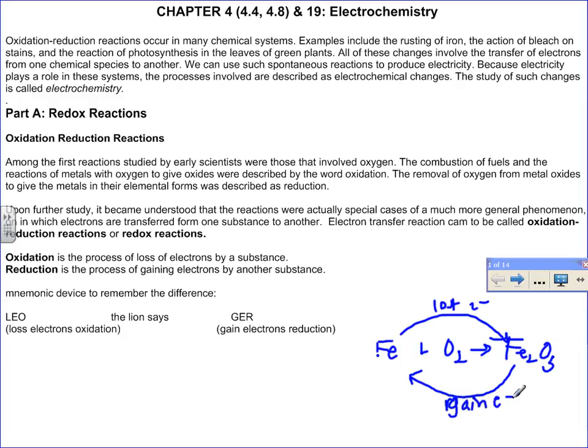So when we speak generally about oxidation-reduction reactions, oxidation is the process of losing electrons, while reduction is the process of gaining electrons. There's a mnemonic device that you can use to help you remember this, and that is LEO the lion says GER. Loss of electrons is oxidation, gain of electrons is reduction.